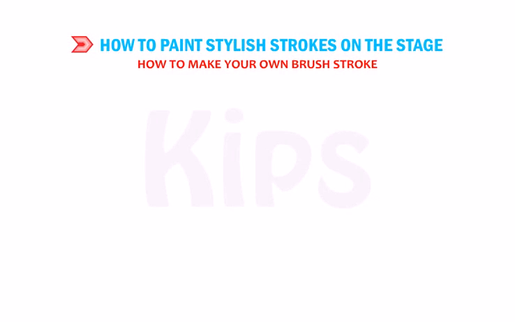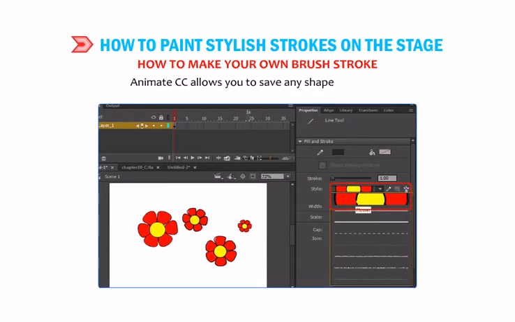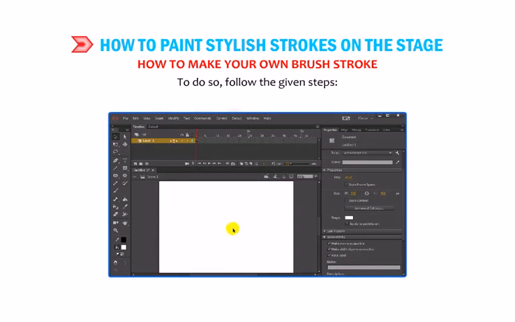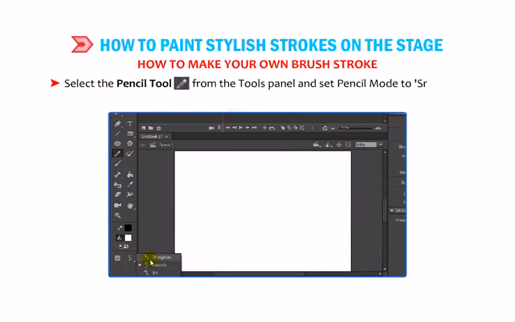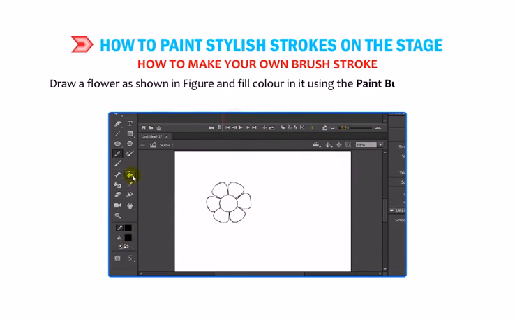How to make your own brush stroke. Animate CC allows you to save any shape as stroke. To do so, follow the given steps. Select the Pencil tool from the Tools panel and set Pencil mode to Smooth. Draw a flower as shown in figure and fill color in it using the Paint Bucket tool.